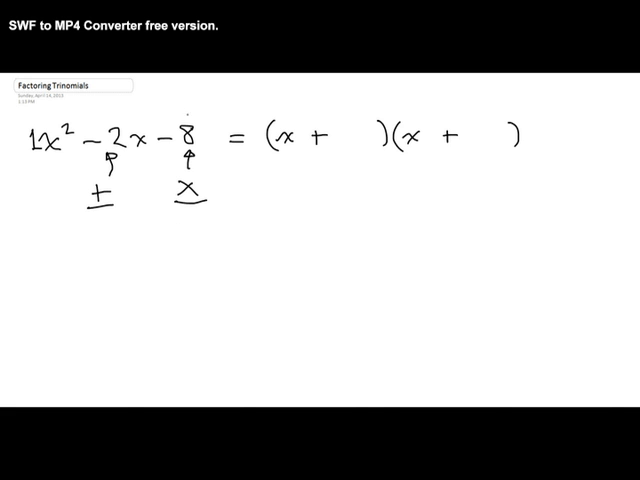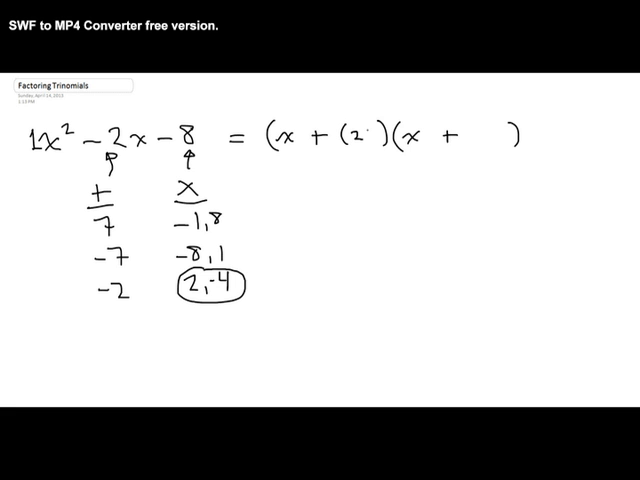So let's think about the factors of -8. I can have, for instance, -1 and 8, which multiplies to make -8. And if I add these together, I get 7. That won't work. What about -8 and 1? If I add these together, I get -7. That's not going to work. Let's try the next. What if I had 2 and -4? This multiplies to make -8, and adding them together, I get -2. So the ones we want are 2 and -4, and they go right here.